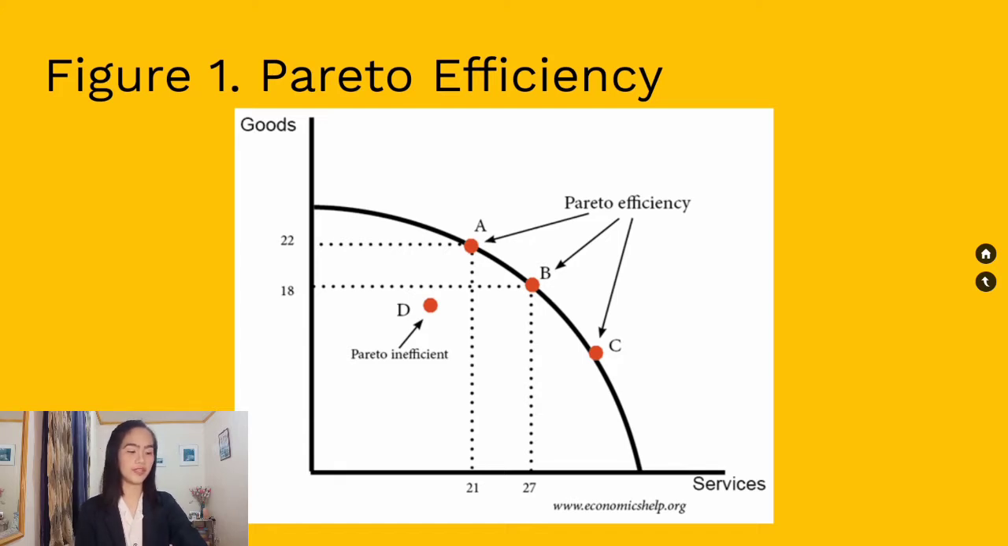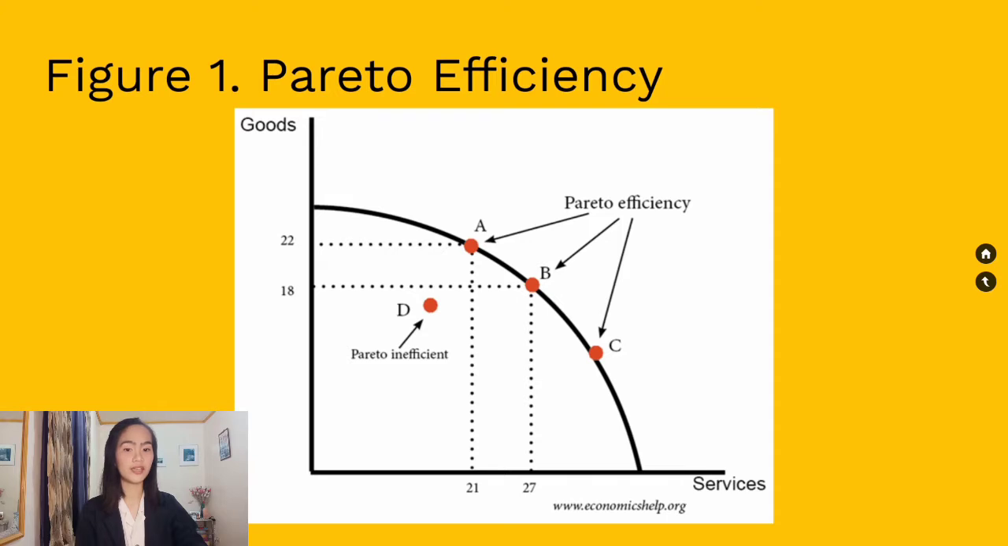Okay, Pareto efficiency. You can see the graph or the figure. It has a curve and red points: point A, point B, and point C. They are on what we call the PPC or PPF, the production possibilities curve or production possibilities frontier, where points that lie on this curve are Pareto efficient. As you can see, there's a point D here, and this point is called Pareto inefficient. Why is point D called Pareto inefficient? Because there is more room for improvement.